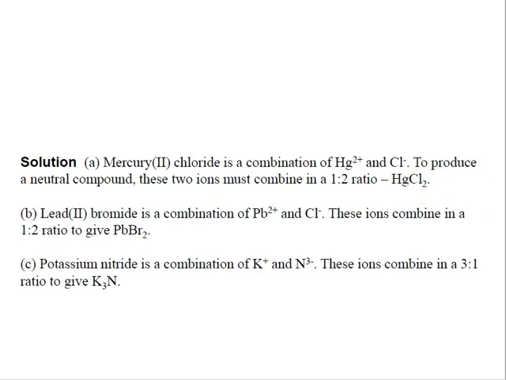For part B, lead(II) bromide, we're going to do this the same exact way. It's going to end up with the same kind of formula. The lead(II), we find lead in the periodic table is Pb with a +2 charge. Bromine is constant, it stays -1. We're going to need 2 bromines to combine with the +2 charge lead. That will give us a formula of PbBr2.